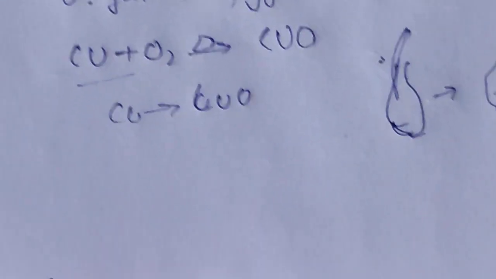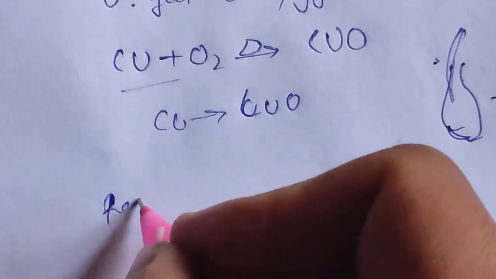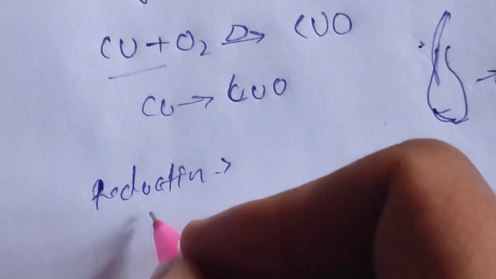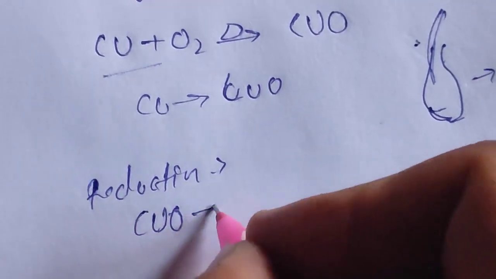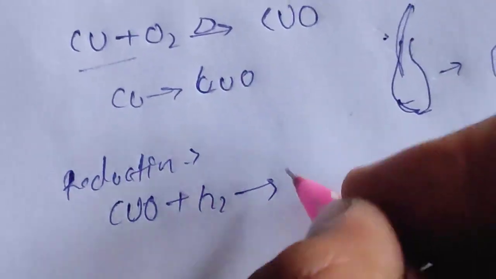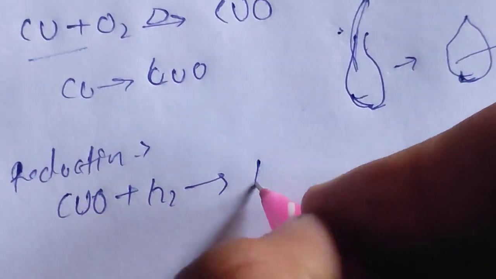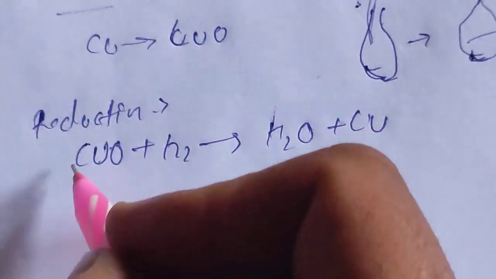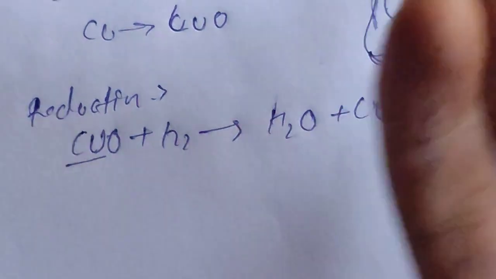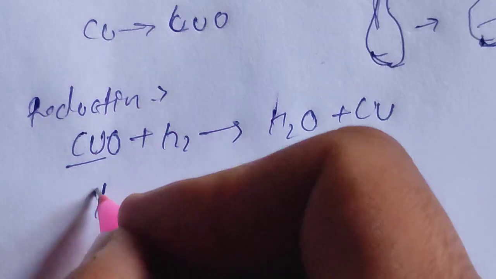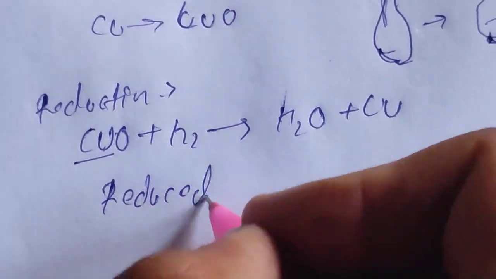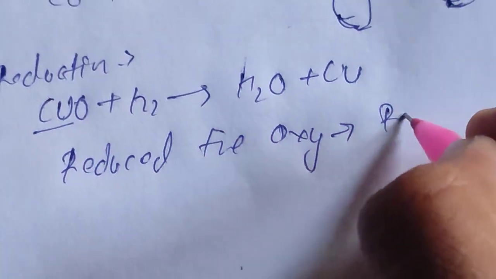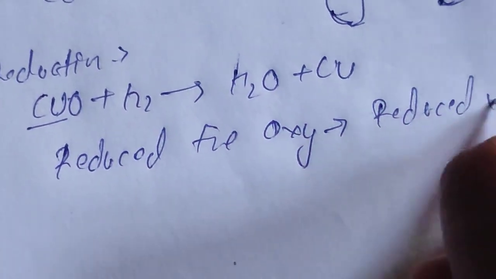Okay, let's talk about reduction. Reduction means, for example, again we have CuO. Let's put hydrogen gas on it. We see that after the hydrogen reacts, it becomes H2O plus copper. In that case a substance reduces the oxygen, so in this case it becomes a reduction reaction.